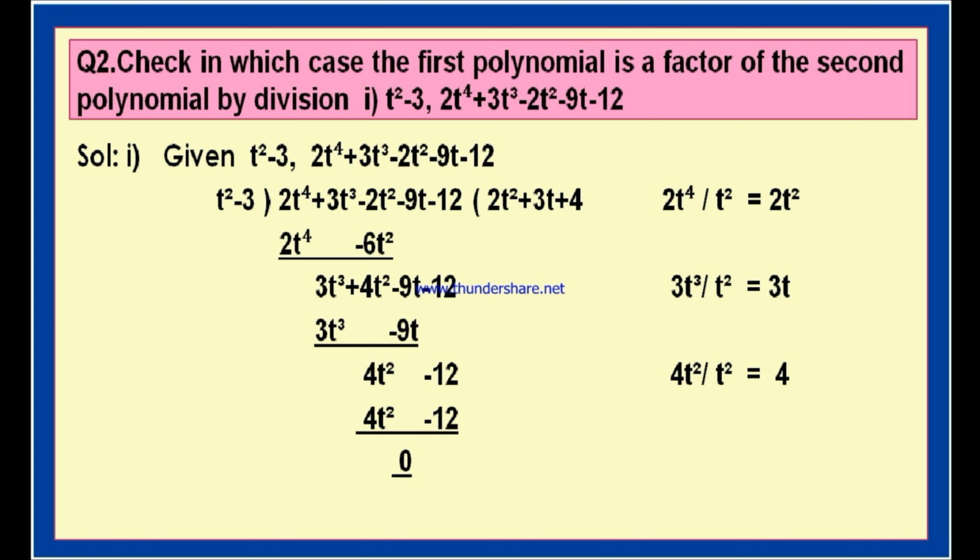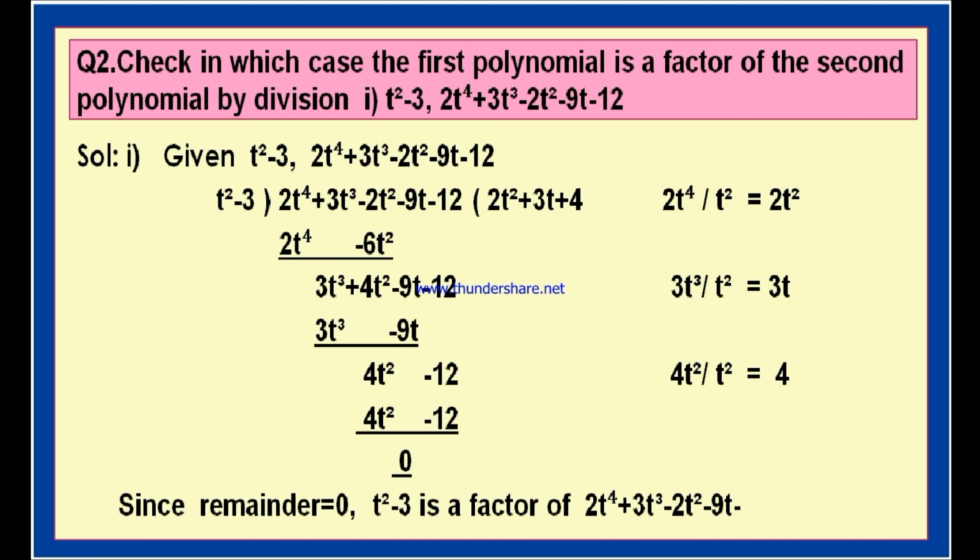Since the remainder is 0, you can say that t square minus 3 is a factor of this given polynomial. Since remainder is equal to 0, t square minus 3 is a factor of 2t power 4 plus 3t cube minus 2t square minus 9t minus 12.